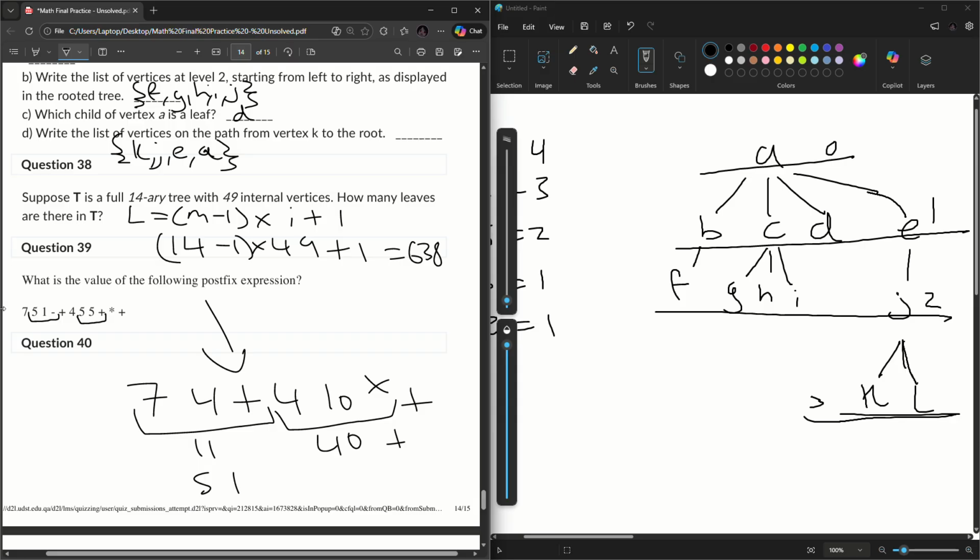Prefix is basically if this plus is behind here.